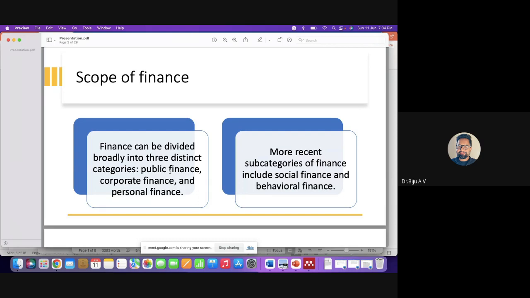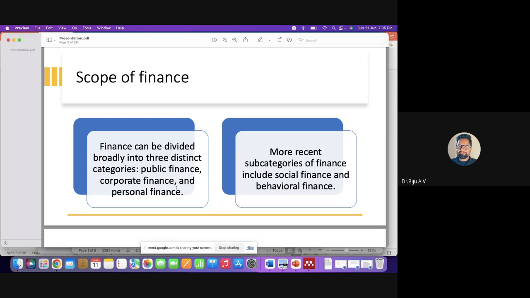Public finance means public economics, public expenditure, etc. Corporate finance consists of the financial management area, financial market and services, capital structure. As per your syllabus, the major part of the syllabus is constituted from corporate finance. And personal finance combines things like retirement planning, estate planning, in-service savings plan, etc. So purely personal.